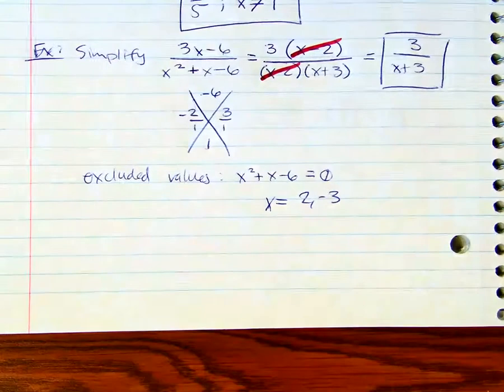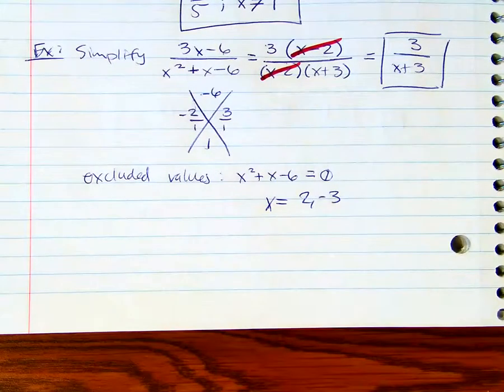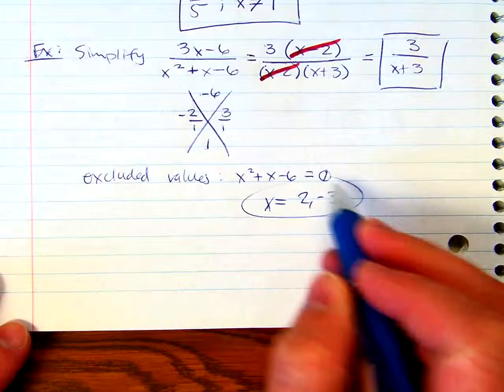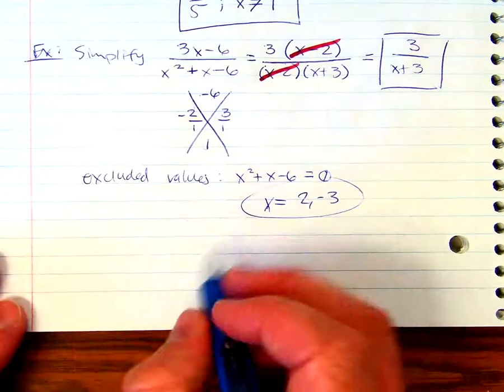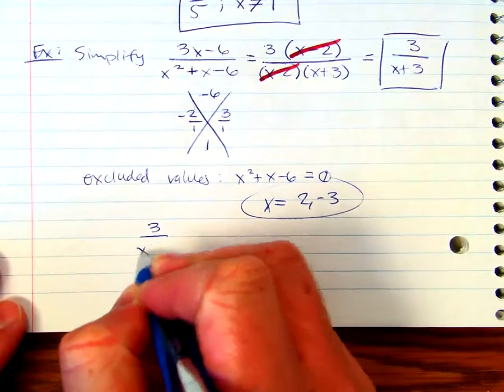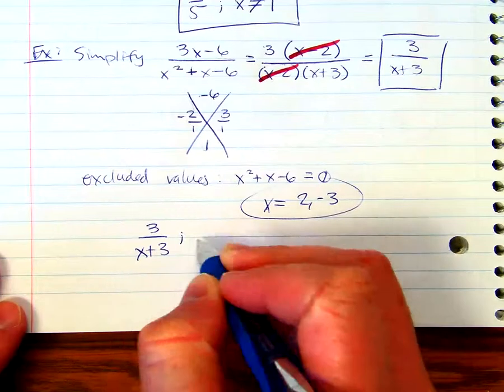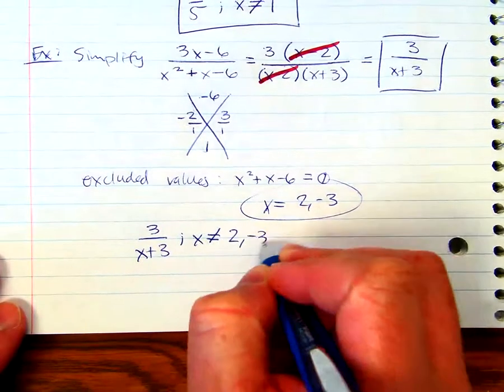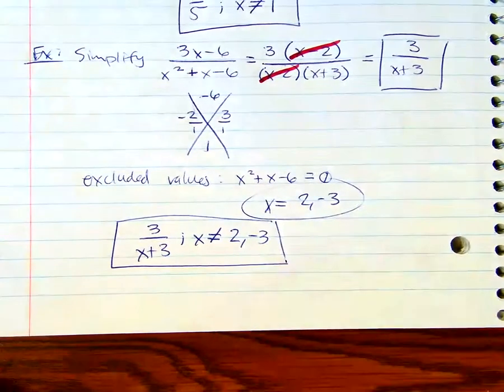Now, if you do not want to do it that way, if you really want to go through because you are just more comfortable using completing the square or using the quadratic formula, you can do that. It will just take you a little bit longer than it will everyone else because we have already factored this. So, putting all of this together, when you simplified this, it will simplify down to 3 over x plus 3, but x cannot equal 2 or negative 3. And all of this together will be our final answer.